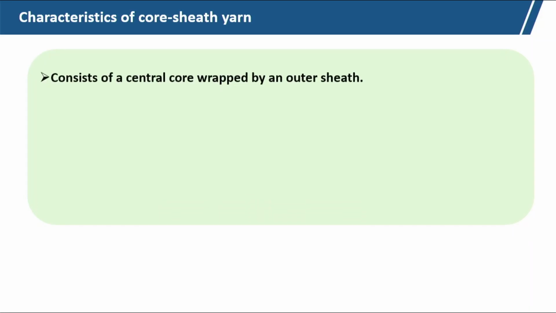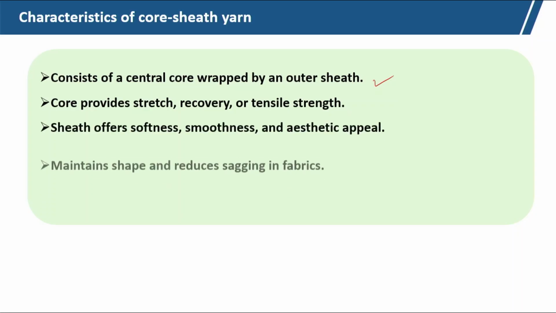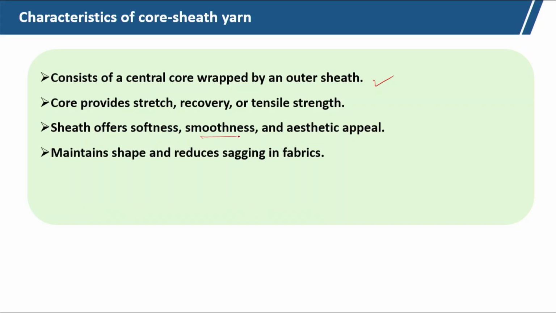Now, you see the characteristics of core spun yarn. Core sheath yarn consists of a central core wrapped by the sheath. Core provides stretch, recovery characteristics, tensile strength, and the sheath provides softness, smoothness or aesthetic characteristics, which maintains the shape and reduces snagging of the fabric.